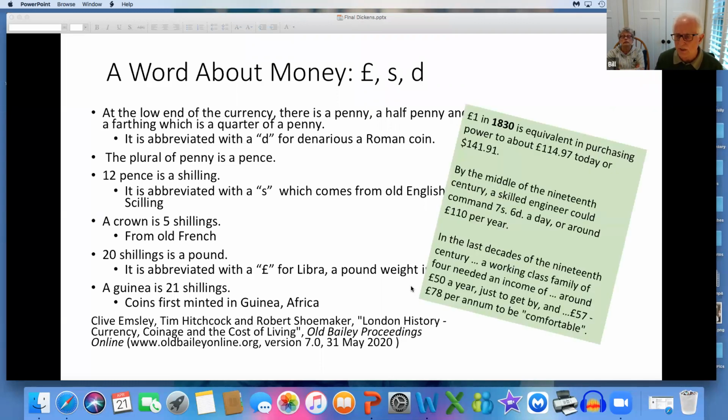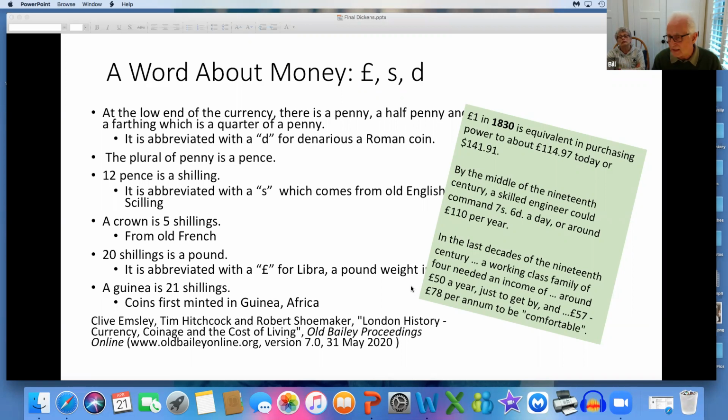But here's the one takeaway that I want from this slide. There are, fortunately now, conversion factors that you can use in Google. So a pound in 1830 in American dollars today is $141.91. So, kind of rounded up, I'm thinking either $140 or $150 for 1 pound. So a pound was a lot of money.